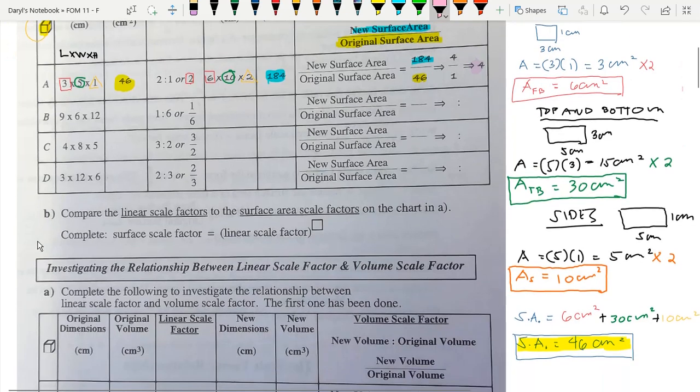So again, I'm just gonna give you the values of the surface area of the original prism as well as the new surface area. So for rectangular prism B, you should get an answer of 468. Again, the unit is cm squared. So you're going to get the value of that.